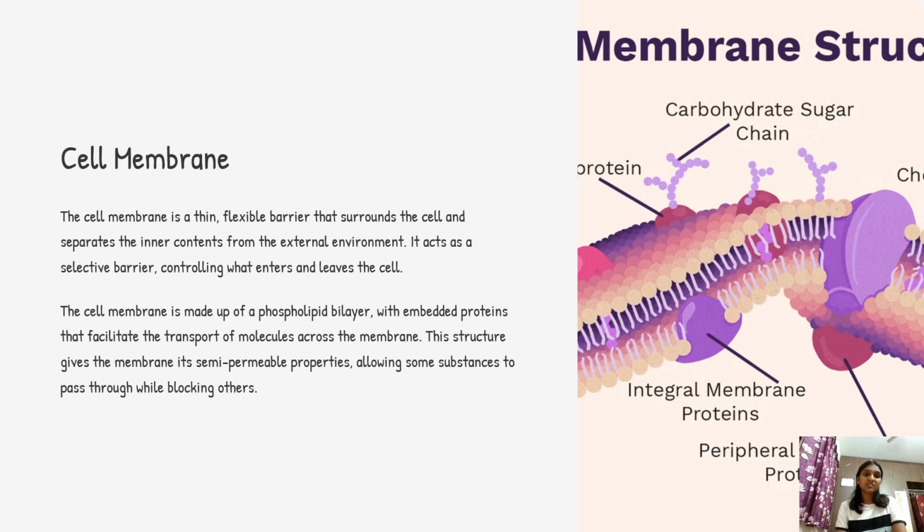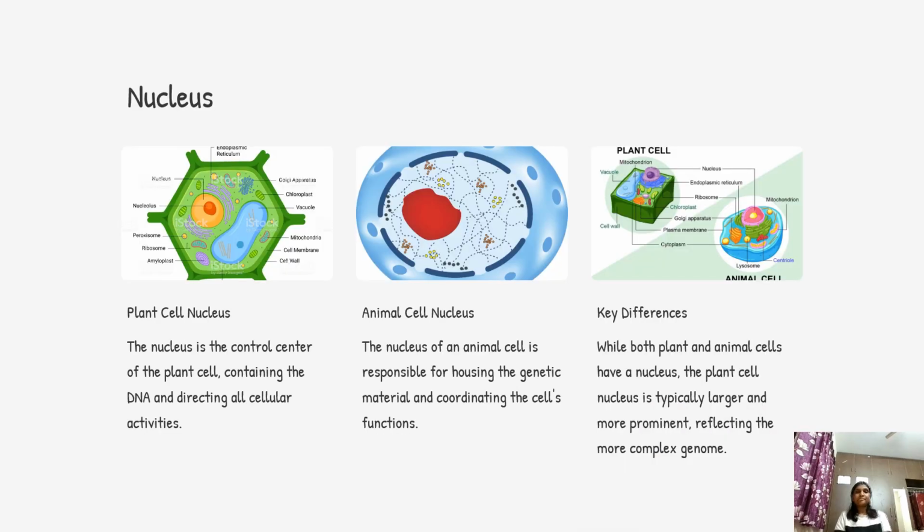Cell membrane. The cell membrane is a thin, flexible barrier that surrounds the cell and separates the inner contents from the external environment. It acts as a selective barrier, controlling what enters and leaves the cell. The cell membrane is made up of a phospholipid bilayer with embedded proteins that facilitate the transport of molecules across the membrane. This structure gives the membrane its semi-permeable properties, allowing some substances to pass through while blocking others.